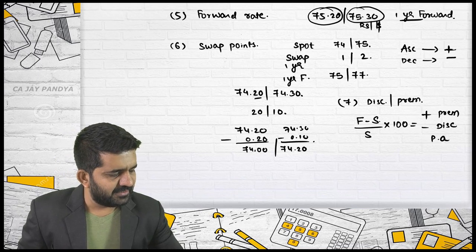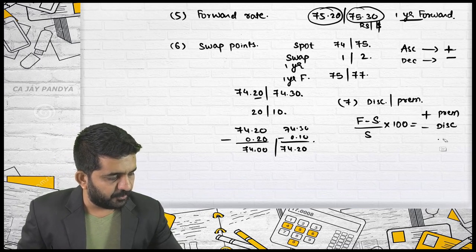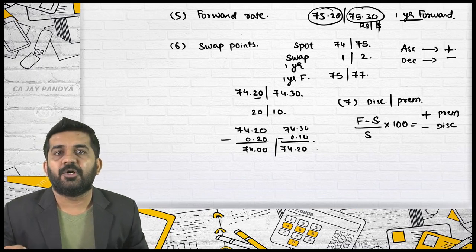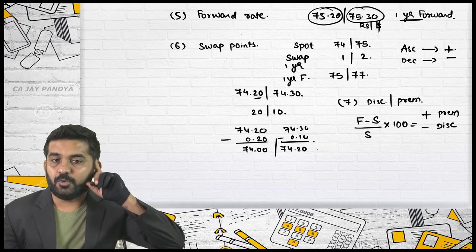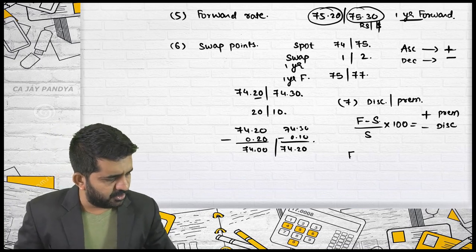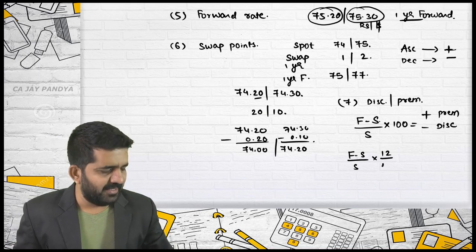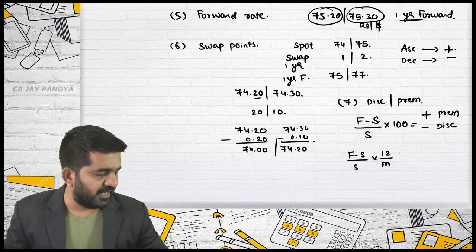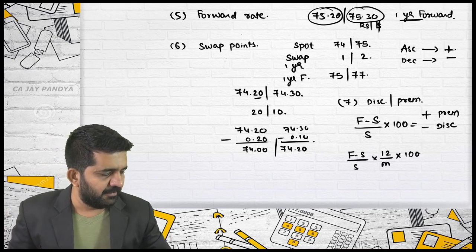But please understand this answer will come for a particular period. You need to convert it into per annum. Many a times I give this formula also: forward minus spot upon spot, multiplied by 12 divided by months. So if it is 3 months forward, you will directly get the per annum rate if you do this, multiplied by 100.